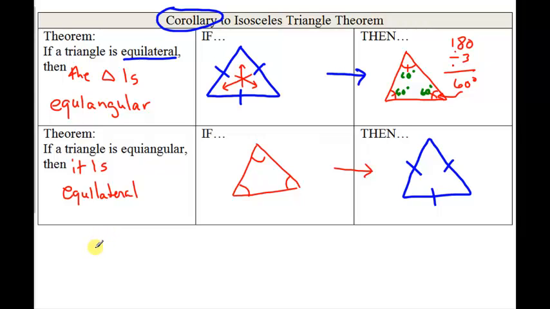Hopefully you like this one. I think this is a pretty fun theorem. You're going to go ahead and give these a shot, and then we'll talk about this more tomorrow in practice, of course. That's the end of our unit. Cool deal.